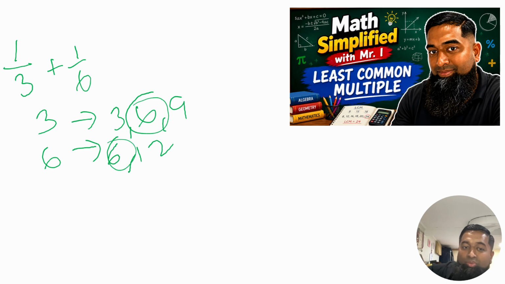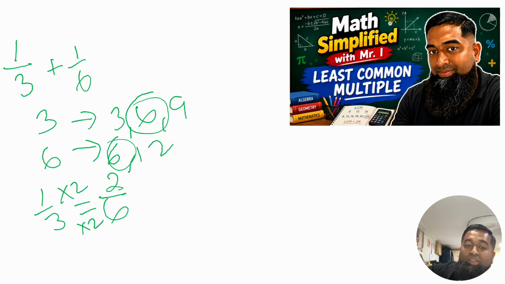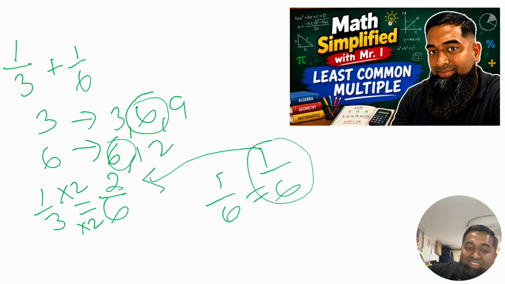So if the least common multiple is 6, what I need to tell myself is, how do I go from 1 over 3 to 6? This is going to be times 2, so the top has to be times 2. 1 times 2 is 2. So 1 over 3 is equivalent to 2 over 6. Now how do we get the 1 over 6 part? Guess what? 1 over 6 is already over 6, so you don't have to multiply anything. It's the same.